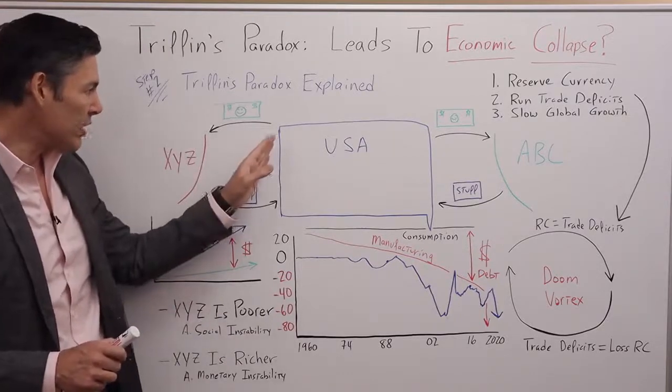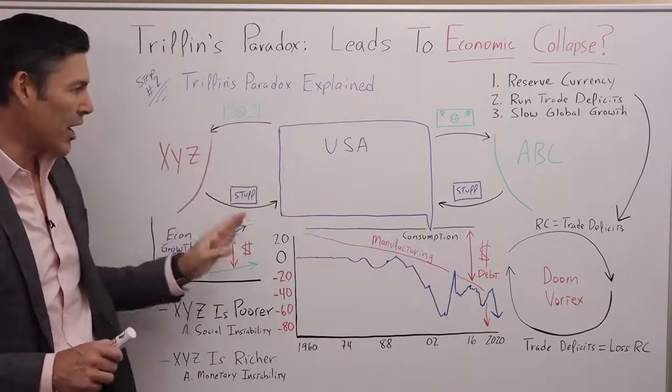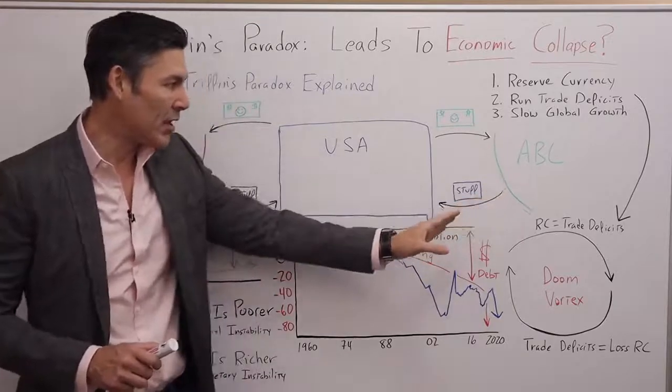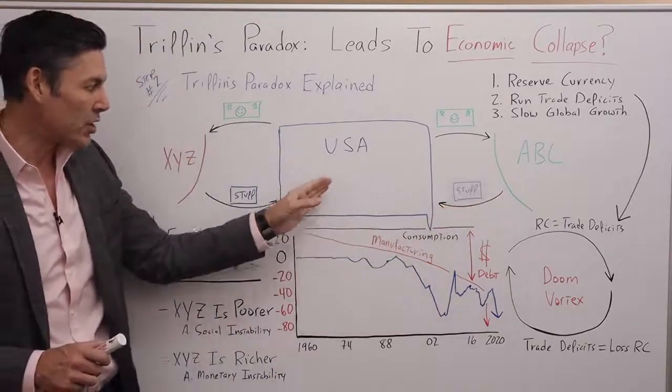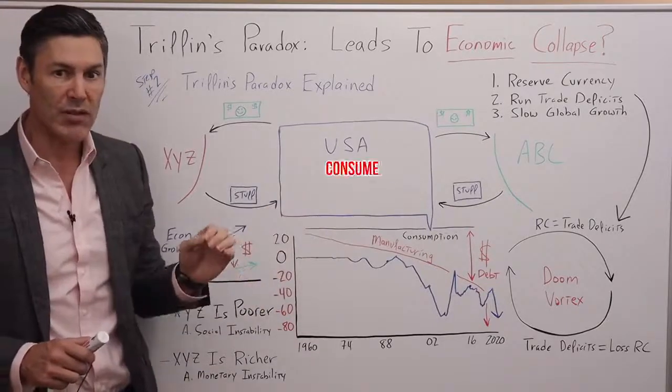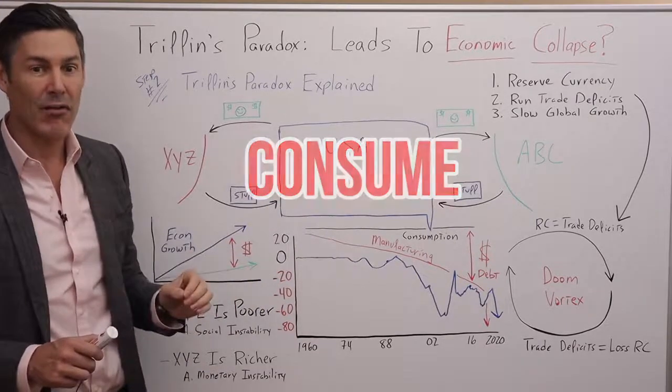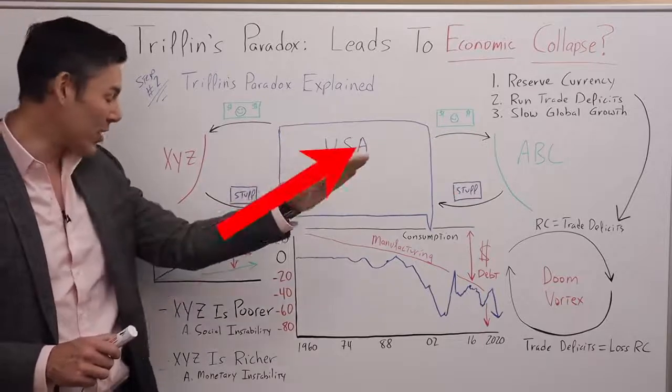So these dollars leave the United States. They go to country XYZ and ABC. These countries export all of the stuff they manufacture to the United States so we can consume and maintain our level of consumption, if not increase it.